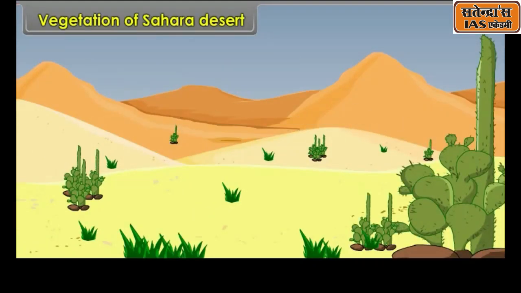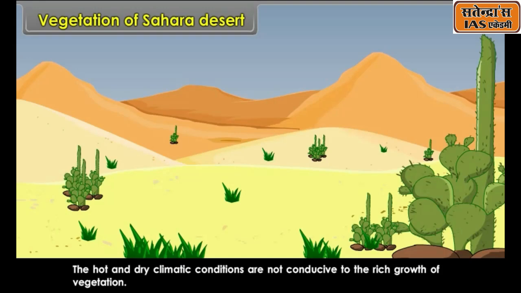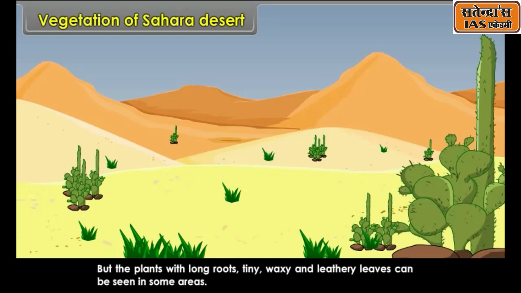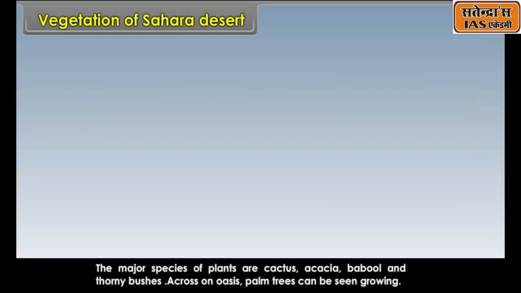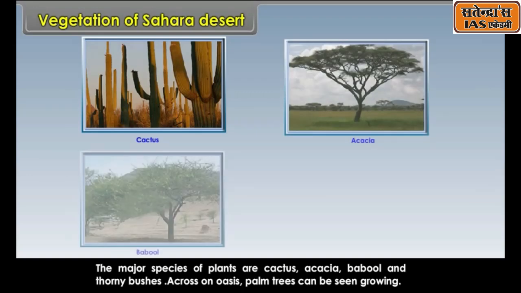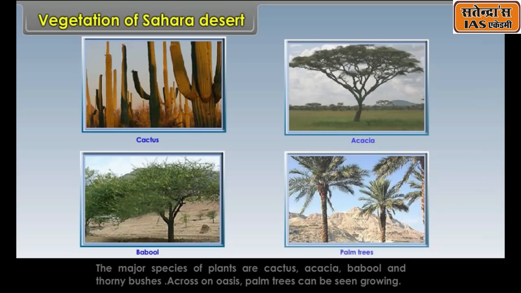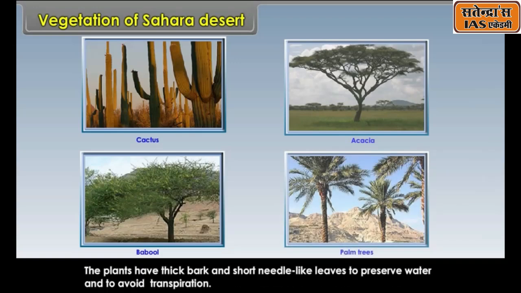Vegetation of Sahara Desert. The hot and dry climate conditions are not conducive to the rich growth of vegetation, but plants with long roots, tiny waxy and leathery leaves can be seen in some areas. The major species of plants are cactus, acacia, babool and thorny bushes. Around an oasis, palm trees can be seen growing. The plants have thick bark and short needle-like leaves to preserve water and to avoid transpiration.